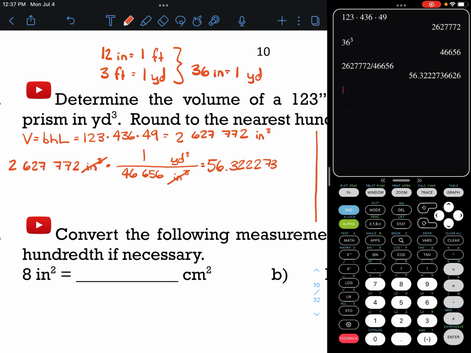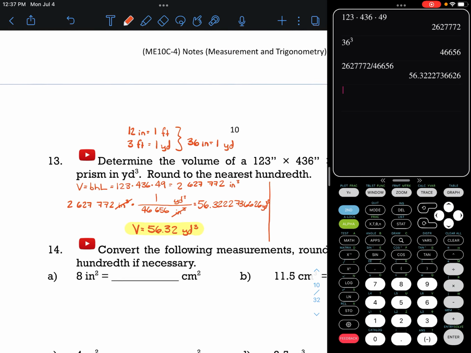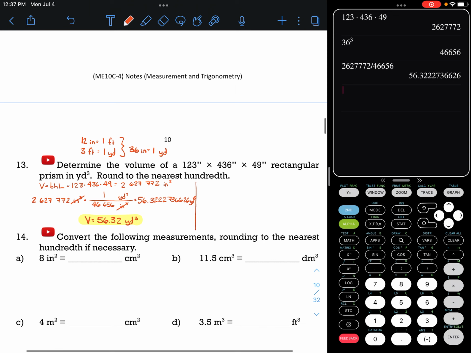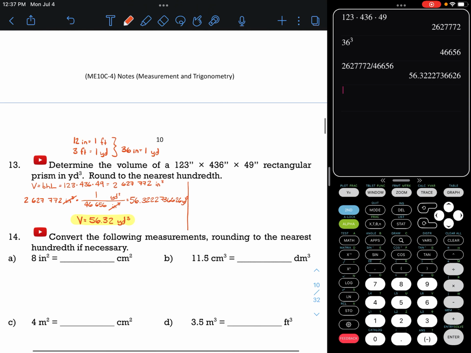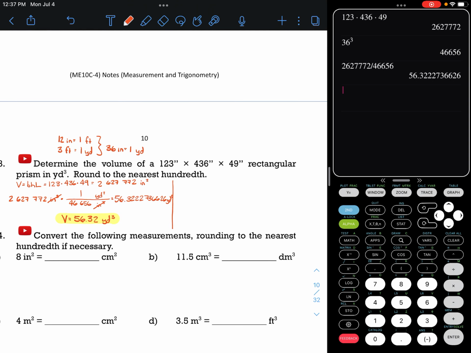And that gets me to a long decimal, but it's one that I can round. The question asks me to round to the nearest hundredth. So my volume will be 56.322, but 322 rounds down to 32. So my volume will be 56.32 cubic yards. So that's one way to do the question, to find the volume and then do the conversion.